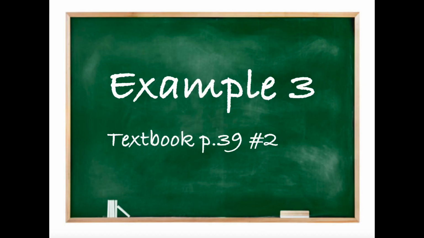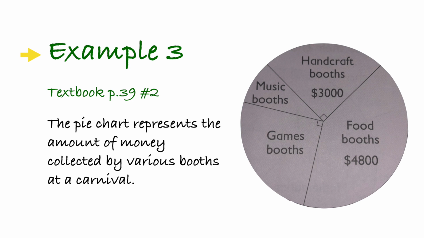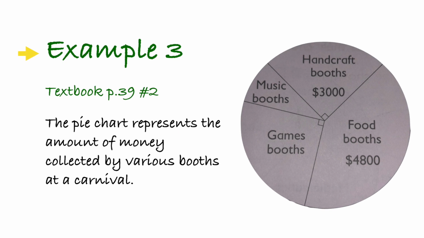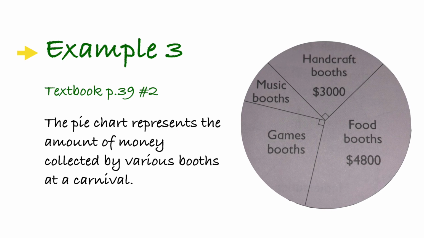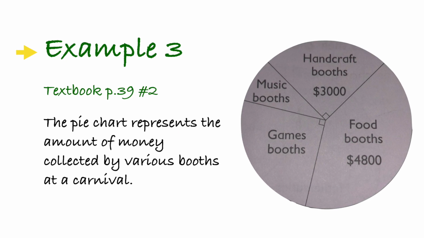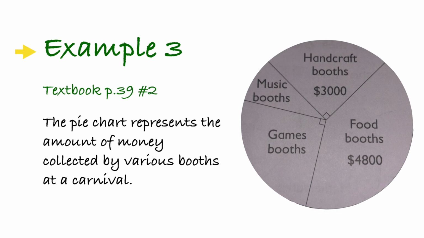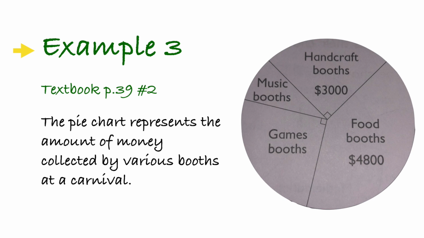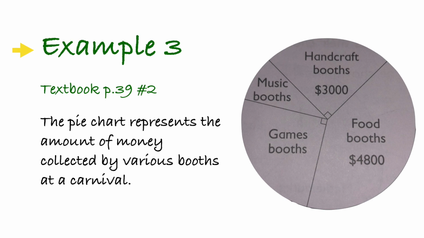Example 3. Textbook page 39, number 2. The pie chart represents the amount of money collected by various booths at a carnival. We can see that there are 4 different types of booths. Handicraft booths, which made $3,000, food booths, which made $4,800, game booths, and music booths.